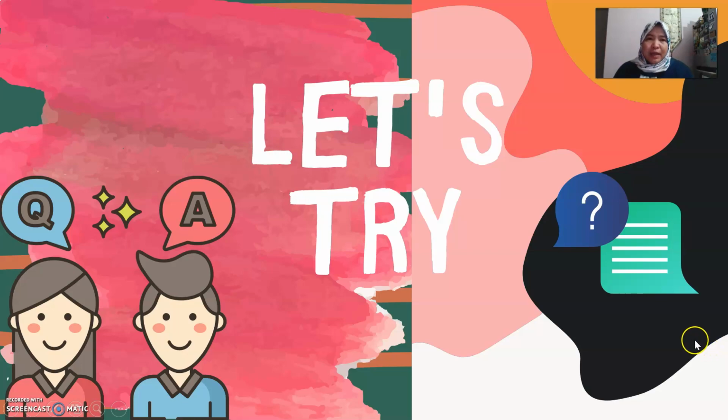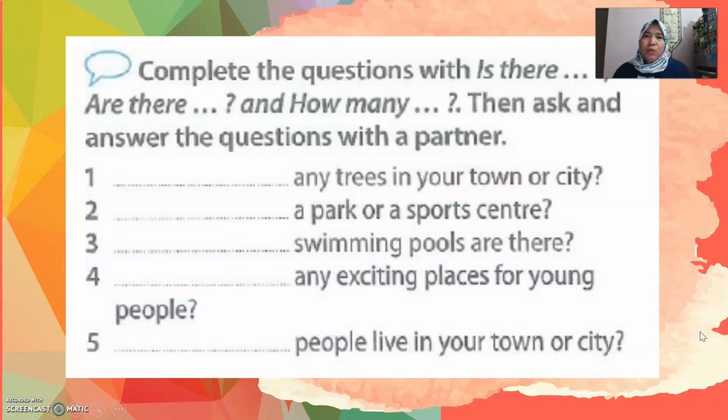Okay, let us try. Now number 1. Sorry, before that, you need to complete the questions with is there, are there, and how many. So what about number 1? What is the clue? The clue here is trees. Trees refers to a plural noun. Why do I say this is a plural noun? Because we have S here.